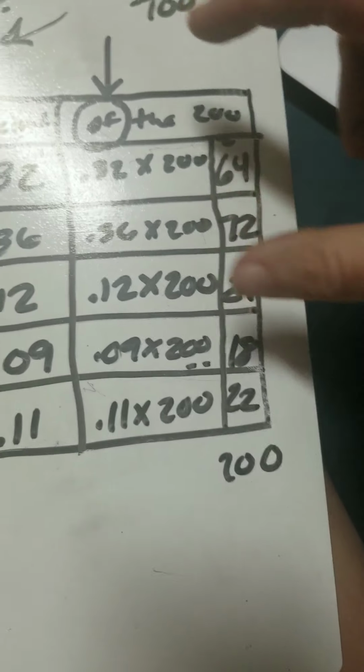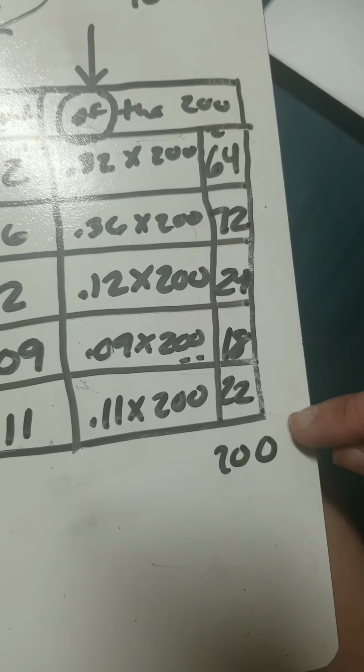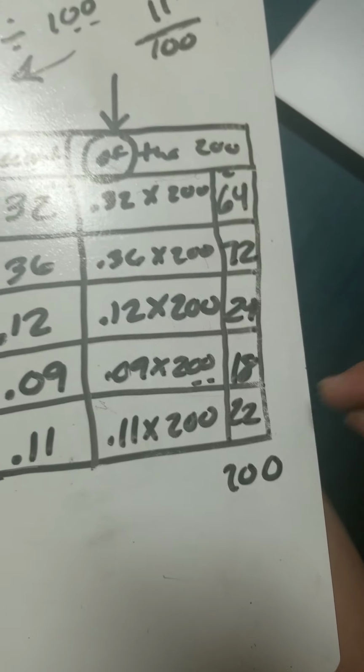4, 6, 10, 18, 20, 0, carry a 2. 8, 15, 16, 17, 18, 19, 20. So I checked to make sure that it came out to 200. If this number doesn't come out to 200, that means something here was wrong. All right, so now we have our table.